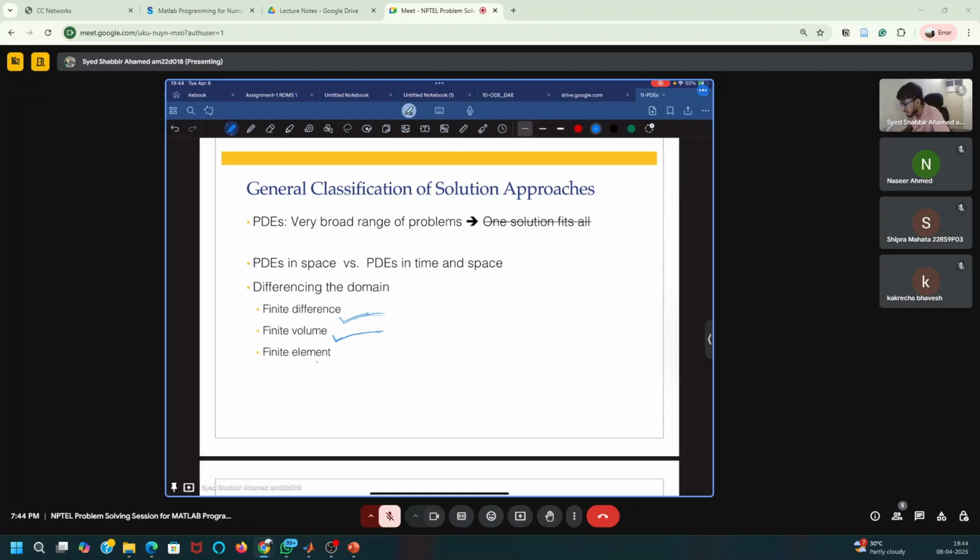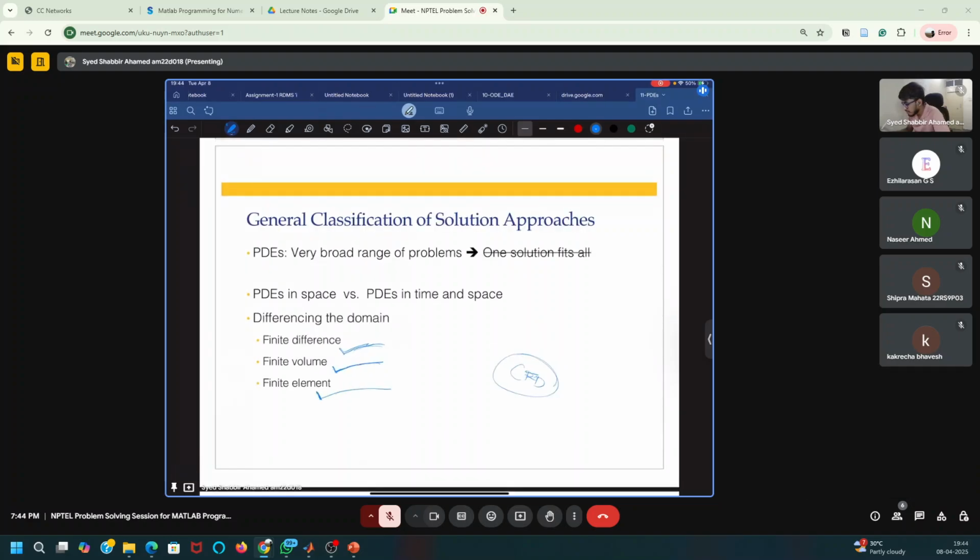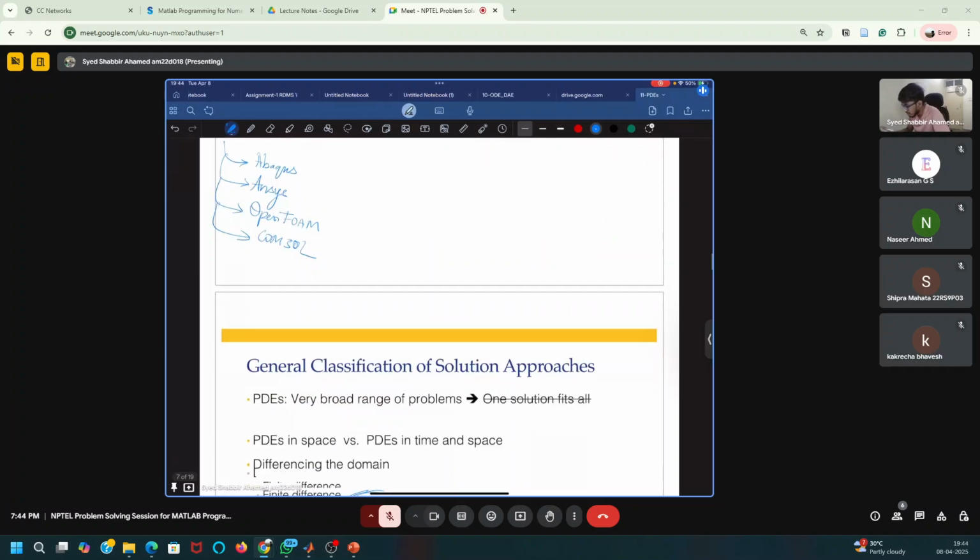Finite element is the most common method which we use in solid mechanics. And there is also a combination of finite element, finite difference, and finite volume called computational fluid dynamics, which we use for fluid dynamics problems. These kinds of approaches are followed by these commercial solvers.